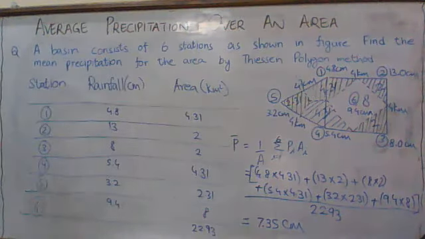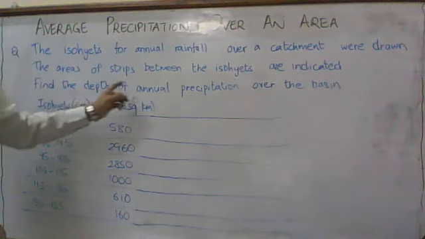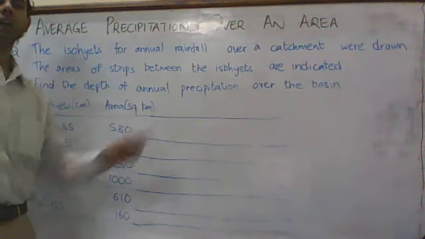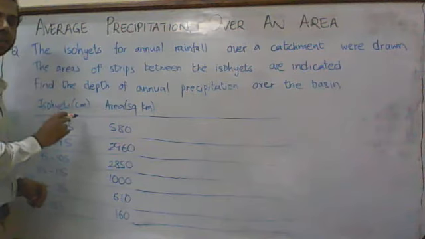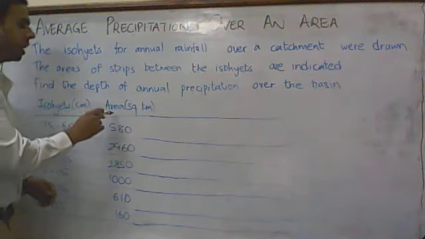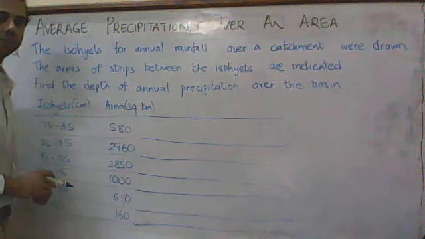Now, the next problem that we are going to solve is this one given on the board. The isoheights for annual rainfall over a catchment were drawn. The areas of strips between the isoheights are indicated. Find the depth of annual precipitation over the basin. This table is given to you. In the first column there is the isoheight, in centimeters, and in the second column, area is provided in square kilometers.